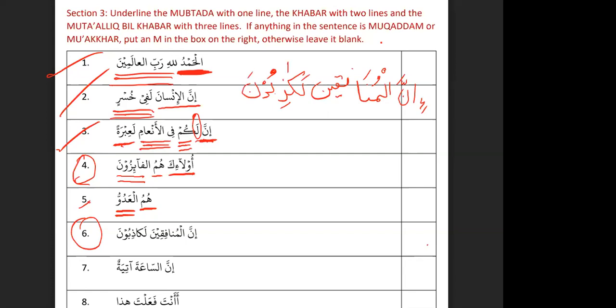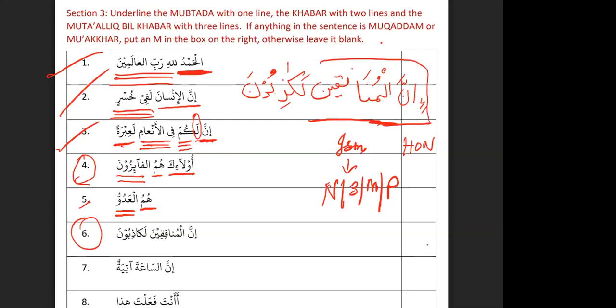So what will be inna? It is harf of nasab. And this? Al-munafiqina. Ism of inna. This is nasab. Nasab barjar. Because it is coming after inna, so we won't call it jar. And we will do it directly as nasab now. So your mubtada is innal munafiqina.